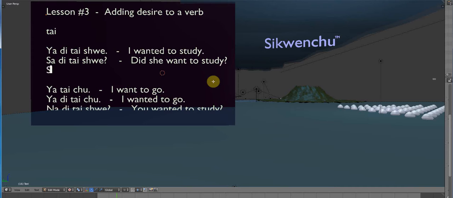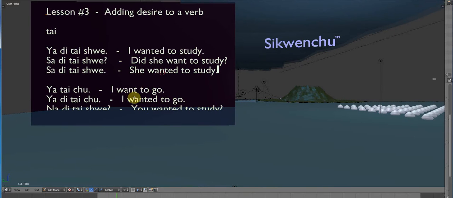And in the same vein, sadi tai shue is she wanted to study. Sadi tai shue. How about we wanted to study? Yandi tai shue. We wanted to go. Yandi tai chu. Did you want to study? Nadi tai shue. I wanted to study. Yadi tai shue.